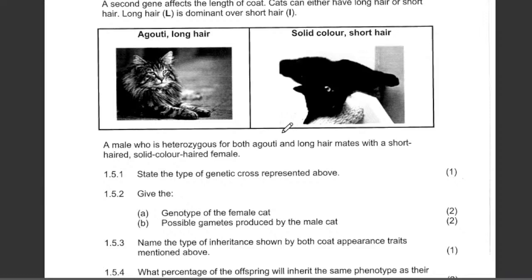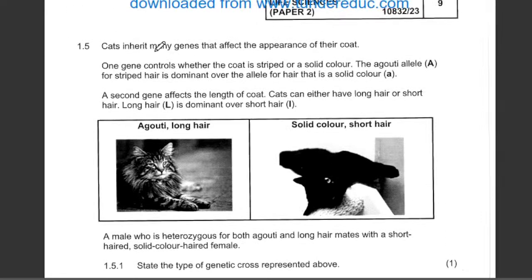And then they're saying cats inherit many genes that affect the appearance of their coat. One gene controls whether the coat is striped or solid color. The allele A is for stripe, and the small a for solid, meaning that this is dominant over this. The moment you talk about the second gene, automatically this is a hybrid cross. You have long hair, short hair. Long hair is capital R, short hair is small r.